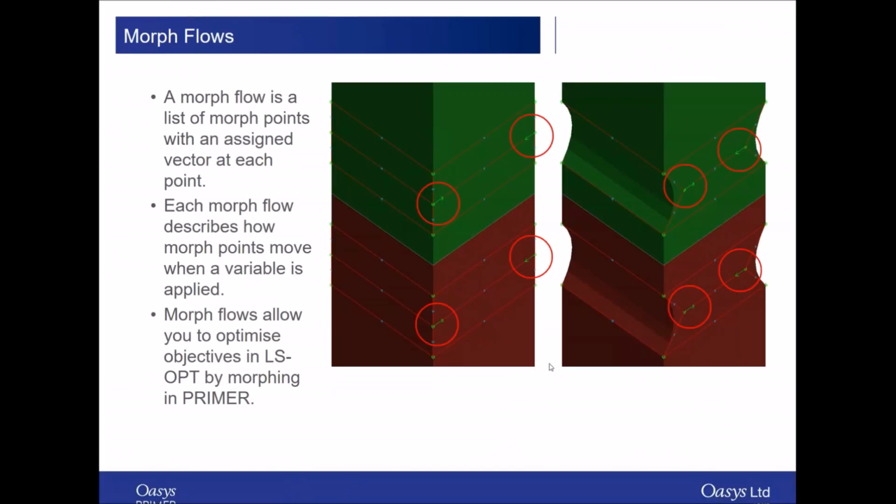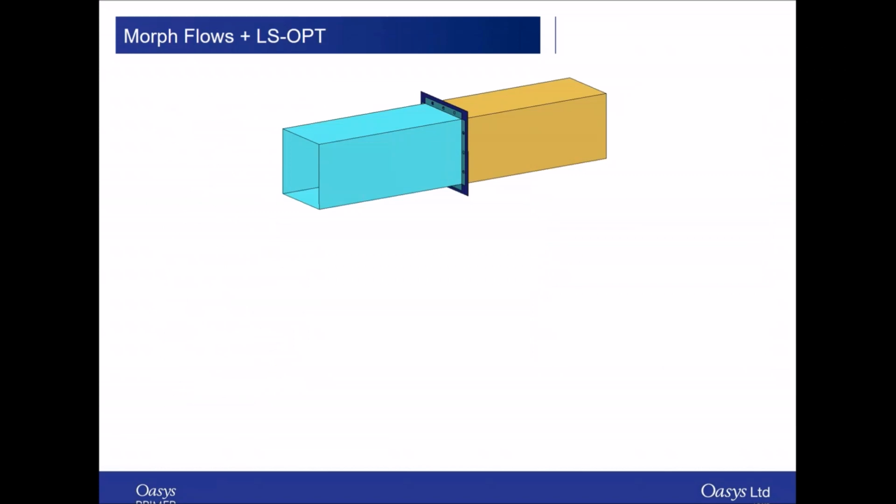A couple of other things we've added in for morphing. We've introduced the concept of a morph flow. Now what this is for all of these control points, you can specify a vector essentially. And what this allows you to do when you have specified these vectors, you can then parameterize your model essentially. And this helps you feed your model into something like LS-opt, where you can reference these morph flows and morph your model using LS-opt. Now I've got a simple example here to try and explain this.